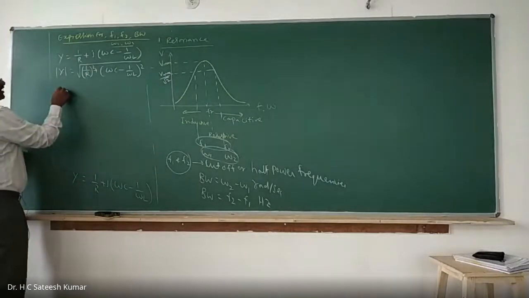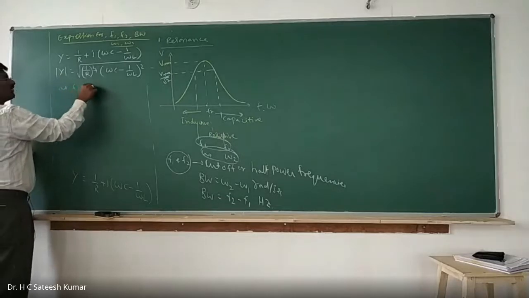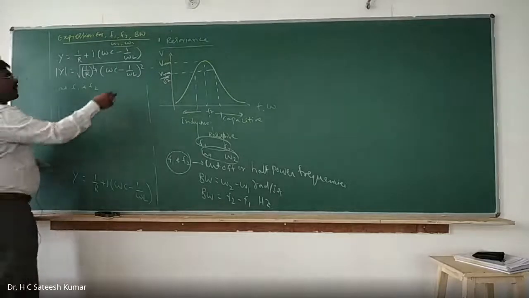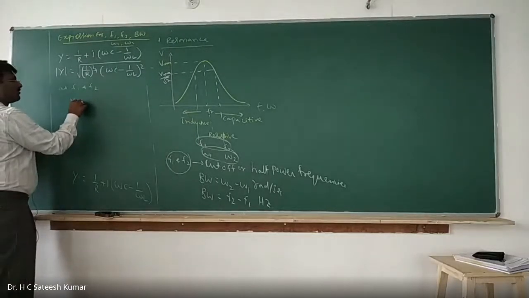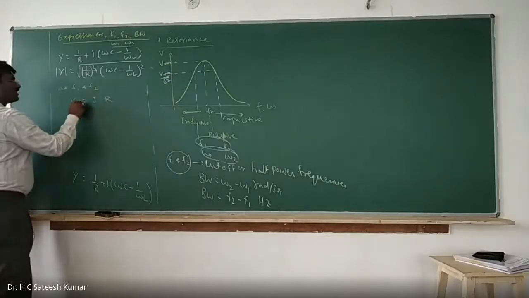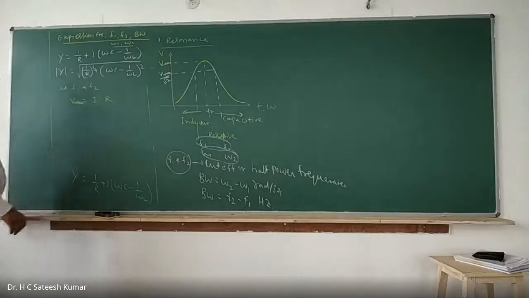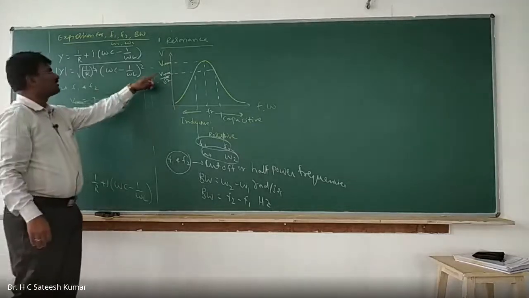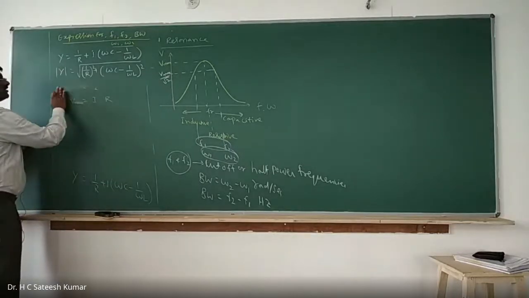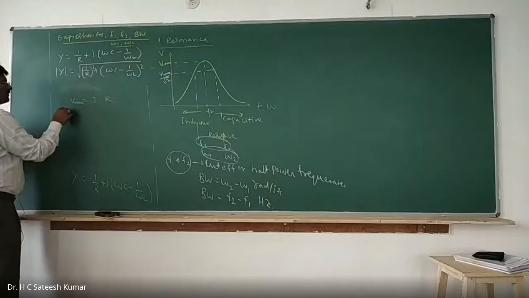At F1 and F2, what about the impedance? See this one. V is equal to V max, that is V max is equal to I into R. Now this is your V max, at maximum value. So this is at F_R, and this is at F1 and F2.